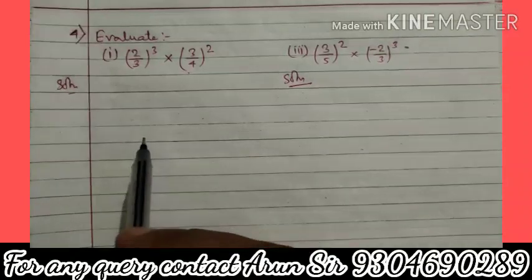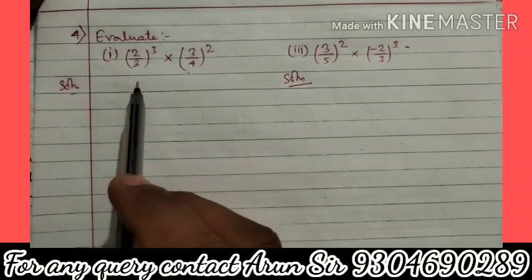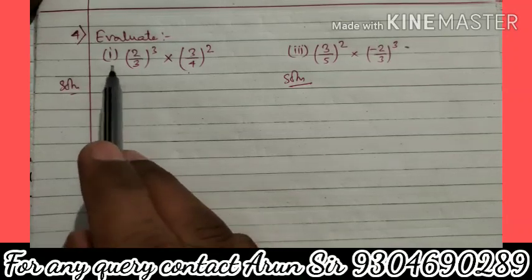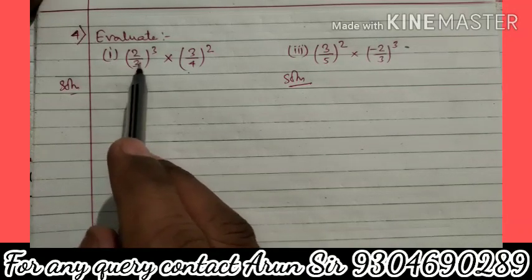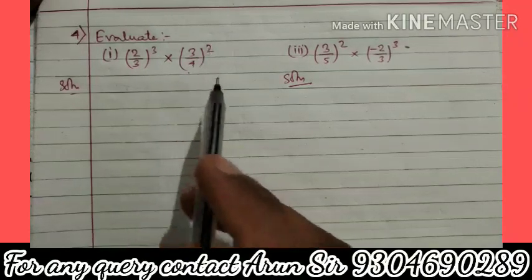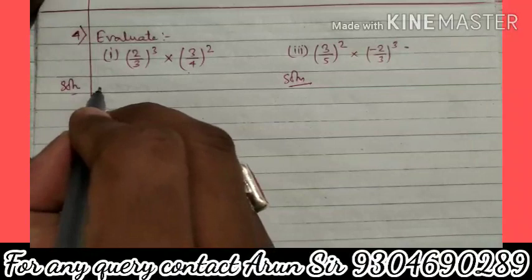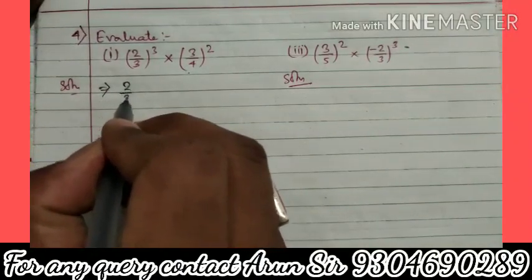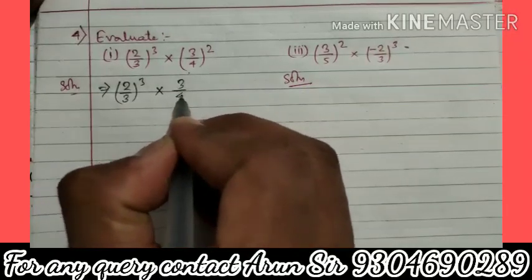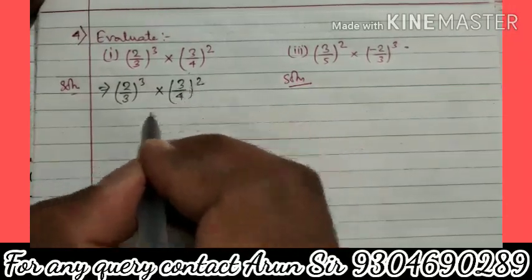Next question number 4 is also saying evaluate. The same process we have to use that we have used earlier. Question number 1 is 2 by 3 whole to the power 3 multiplied by 3 by 4 whole to the power 2. In this step we will write 2 by 3 to the power 3 into 3 by 4 to the power 2.